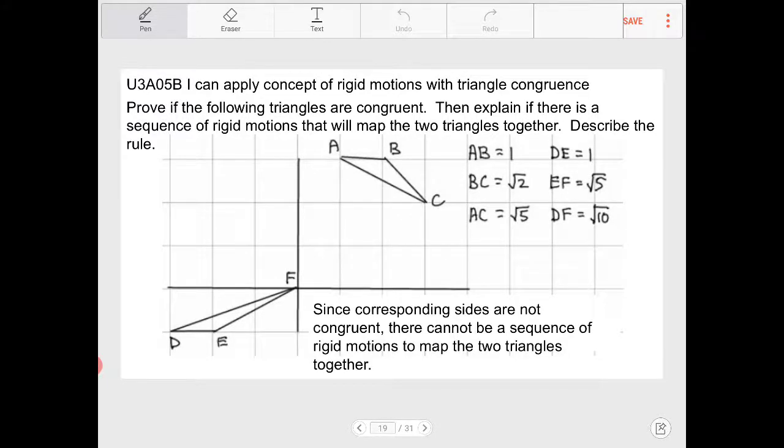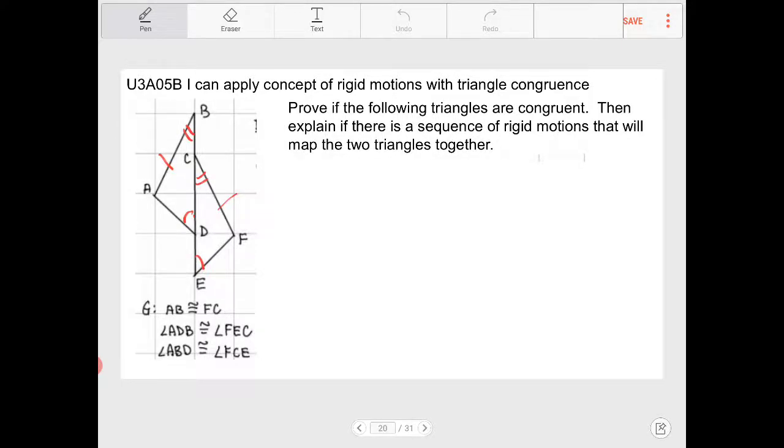So again, since corresponding sides are not congruent, there cannot be a sequence of rigid motions to map the two triangles together. All right, so let's take a look at this example over here. Pause the video, see if you can figure this out.